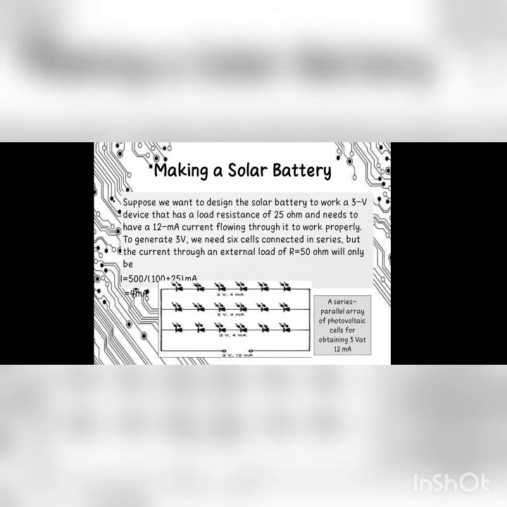Suppose we want to design a solar battery to work at 3 volts for a device that has a load resistance of 25 ohms, and you need to have 12 milliamps of current flowing through it to work properly. To generate 3 volts, we need 6 cells connected in series, but the current through an external load of R equals 25 ohms will only be I equals 500 all over 100 plus 25 milliamps, and that equals 4 milliamps. So in the picture, you can see a series parallel array of photovoltaic cells for obtaining 3 volts at 12 milliamps.